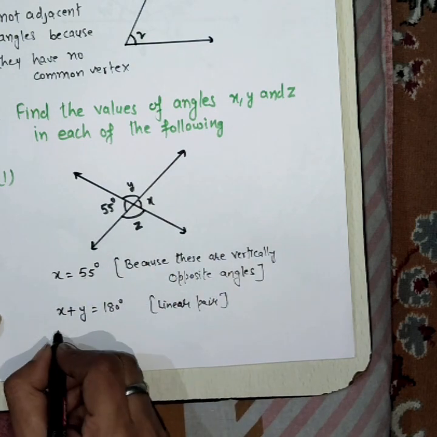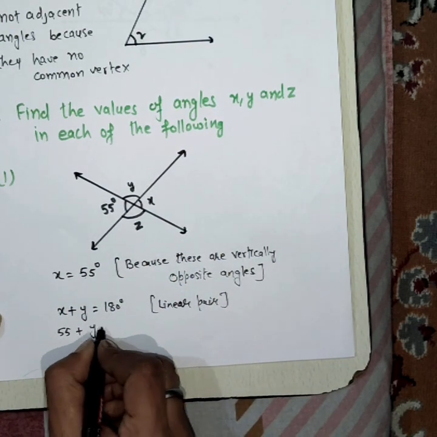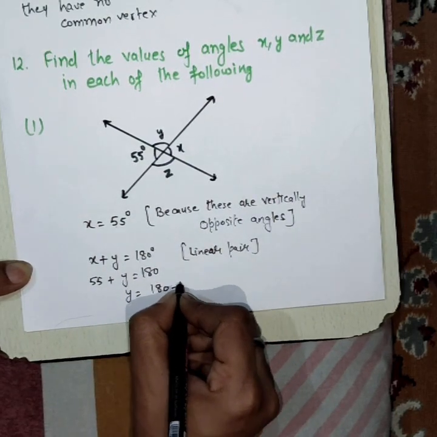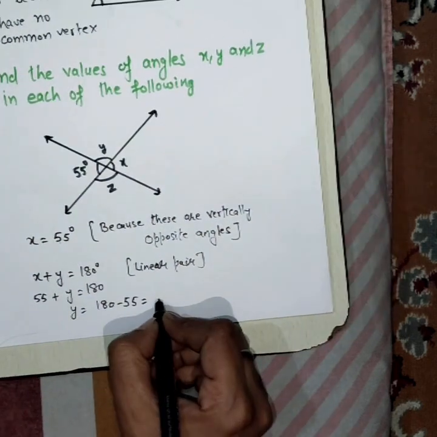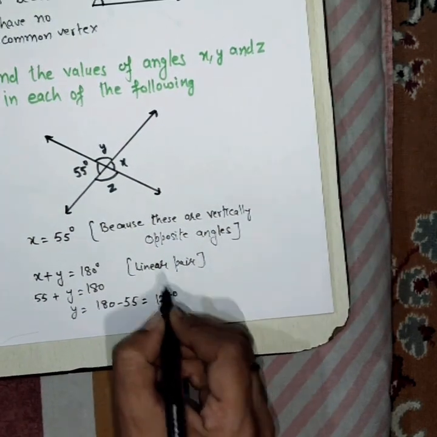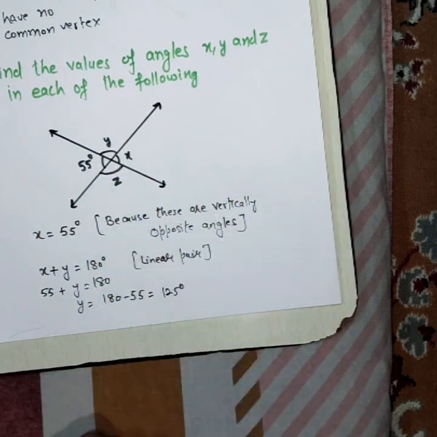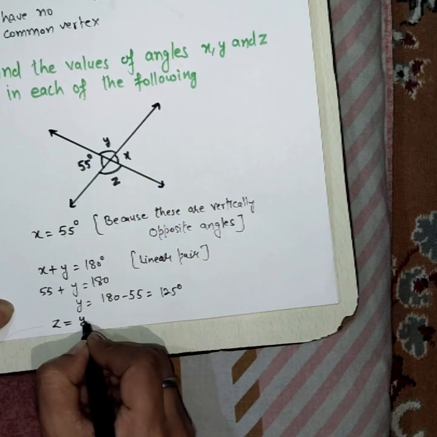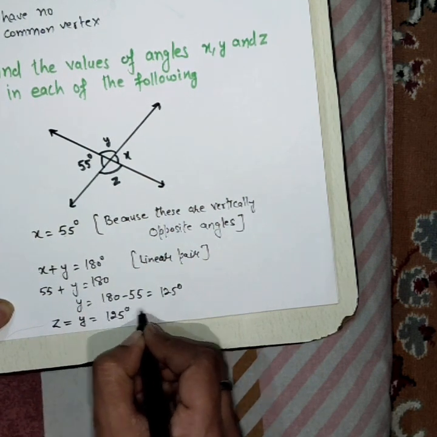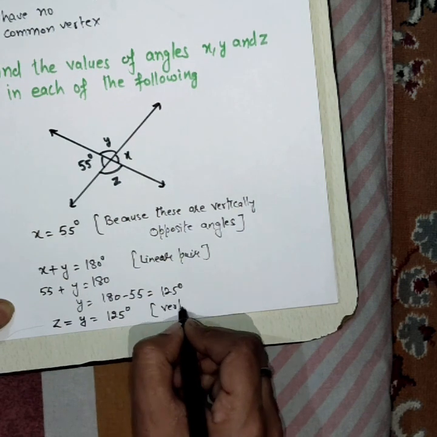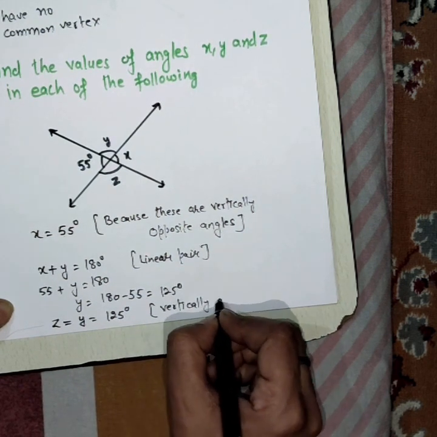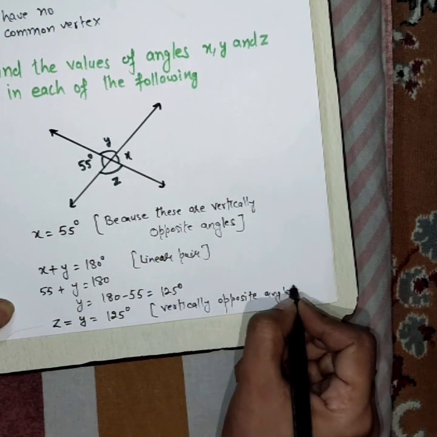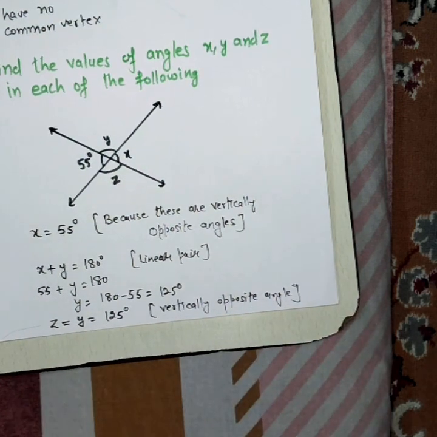Now x is 55 degrees. So y is equal to 180 minus 55, that is equal to 125 degrees. Now y is equal to z because these are also vertically opposite angles. Angle z is equal to angle y, that is equal to 125 degrees, because we know that vertically opposite angles are equal. So z is also 125 degrees.